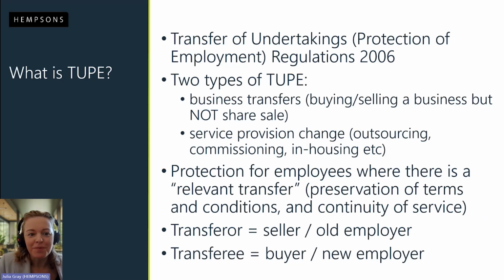So TUPE is a piece of legislation which governs what happens to staff when businesses or parts of businesses are bought or sold, or when services are transferred. The key to understanding TUPE is the word protection in the title. So transfer of undertakings, protection of employment. It's about protecting staff. Staff who transfer under TUPE from one employer to another are entitled to keep their old terms and conditions and have all their employment rights protected. It's almost as if the transfer hadn't happened. It's just the name of their employer that changes.